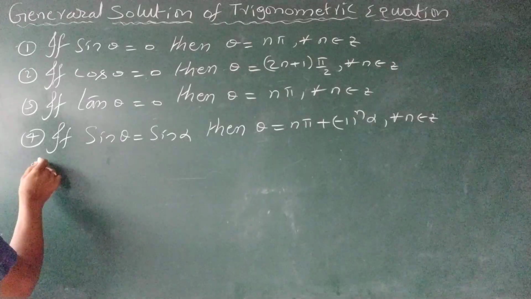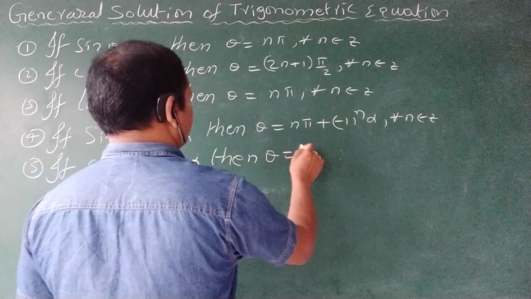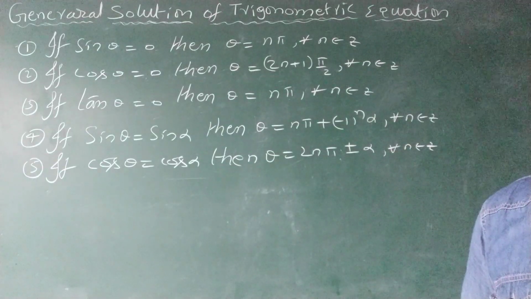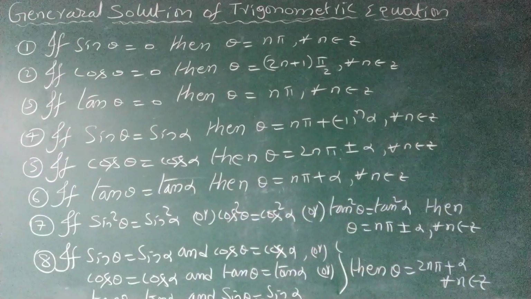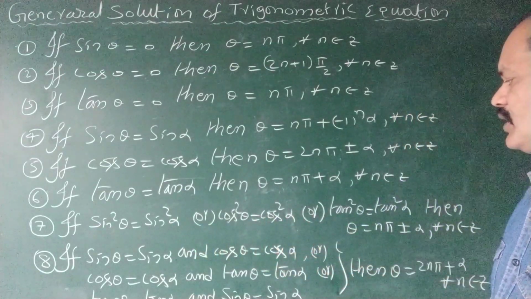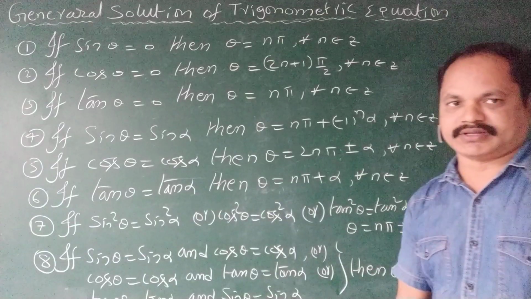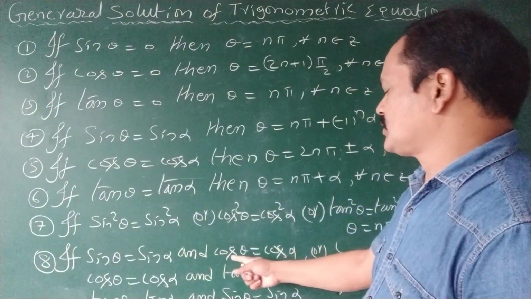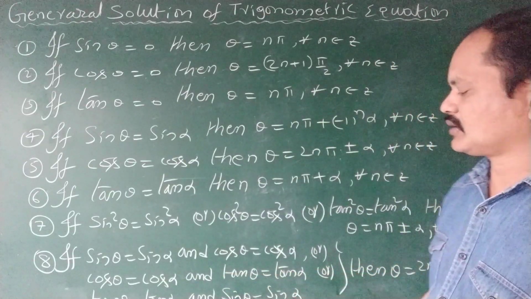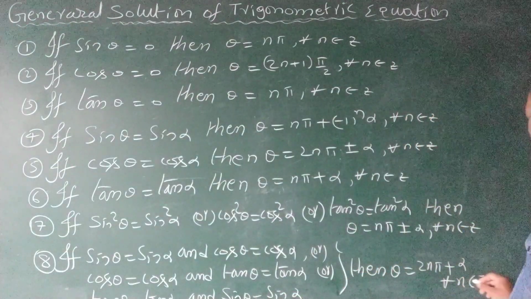And fifth one: if cos theta is equal to cos alpha, then theta is equal to 2n pi plus or minus alpha for all n belongs to Z. If tan theta is equal to tan alpha, then theta is equal to n pi plus alpha for all n belongs to Z. If sin square theta is equal to sin square alpha, or cos square theta is equal to cos square alpha, or tan square theta is equal to tan square alpha, then theta is equal to n pi plus or minus alpha for all n belongs to Z. The last one: if sin theta is equal to sin alpha and cos theta is equal to cos alpha, or cos theta is equal to cos alpha and tan theta is equal to tan alpha, or tan theta is equal to tan alpha and sin theta is equal to sin alpha, then theta is equal to 2n pi plus alpha for all n belongs to Z.